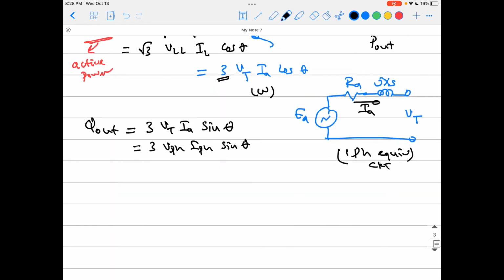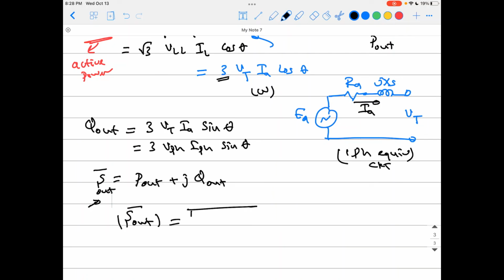You can calculate S easily. So S as a vector is P output plus jQ output. Okay. Yeah. So you don't have a vector for the P or Q, they're just magnitudes. But the S can have an angle because it's just the complex summation of the P and Q. So if you want the magnitude of S output, which we need most of the time, it will be just like any complex number, square root of P output squared plus Q output squared. Okay, guys?